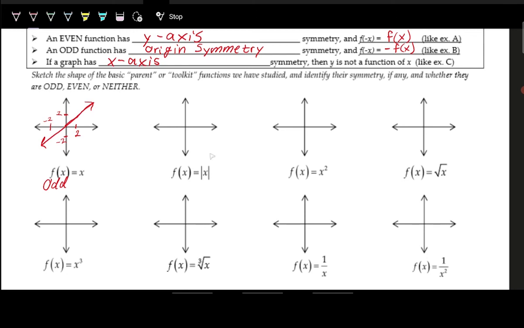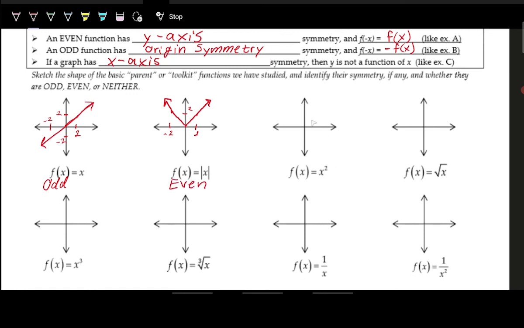For the next one, we have f of x is equal to the absolute value of x. Remember, this one looks like the V. And the question is, is it y-axis symmetry, or origin symmetry, or is it neither? It's good to look at the inputs. If you take 2 again, you get out 2 again. If you put in negative 2, you will get 2, because with the absolute value function, if you put in a negative number, you get out the positive output. So for positive and negative inputs, you get the same output. So this one is even.